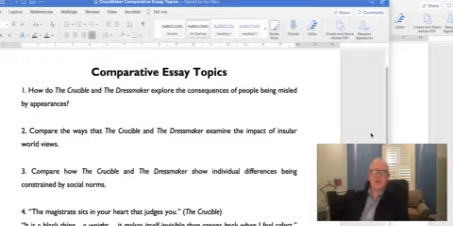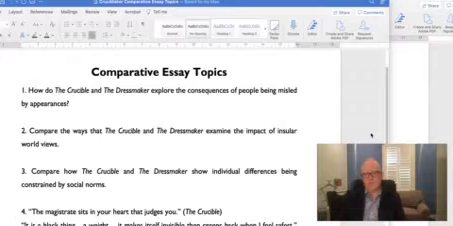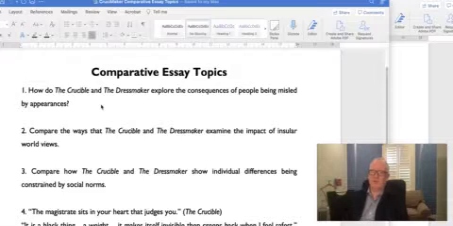So I'm going to start with one of the topics that I put on the comparative essay topics from VATE from months ago, and then go from there. So I'm going to look at this one. How do The Crucible and The Dressmaker explore the consequences of people being misled by appearances? And that's the key thing.